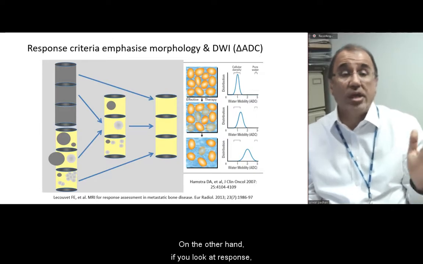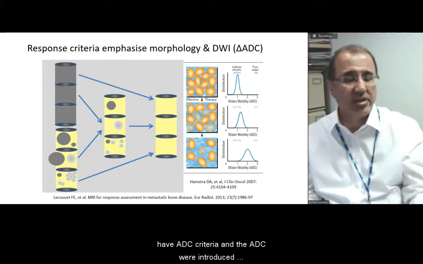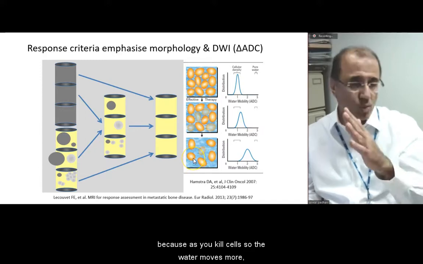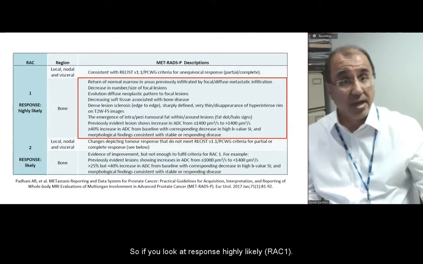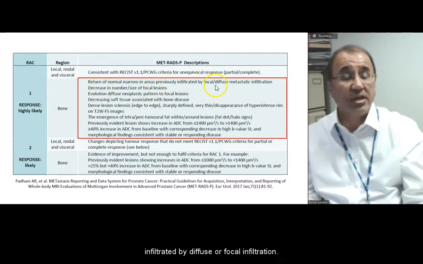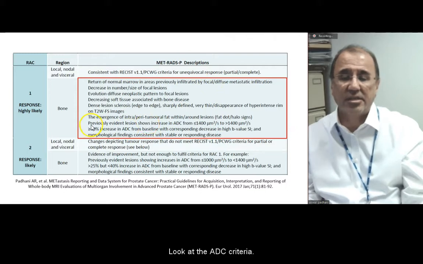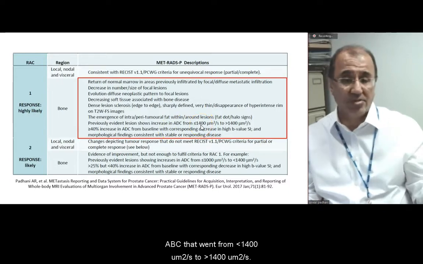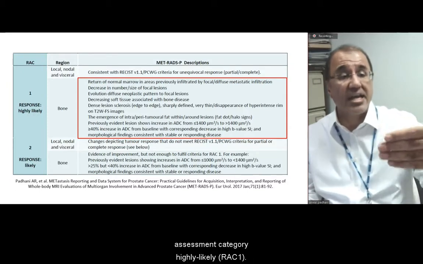On the other hand, if you're looking at response, not only do you have morphological criteria, but you also have ADC criteria. And the ADC criteria were introduced because as you cell kill, the water moves more within a tissue. So if you look at response highly likely, category 1, okay, so a return of normal marrow in previously areas that were infiltrated by either diffuse or focal infiltration. All of us would agree with that. But look at the ADC criteria. You'll notice a 40% increase in ADC from baseline, or an ADC that went from less than 1400 to more than 1400. Both morphological and diffusion criteria for response assessment category highly likely.